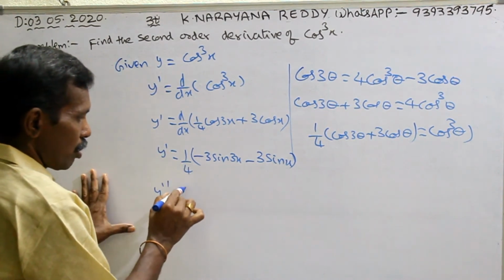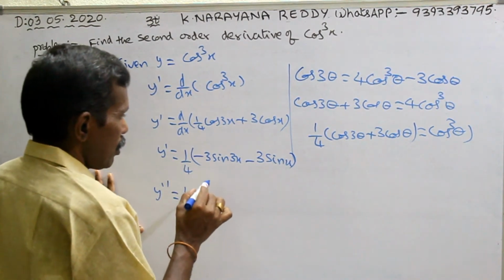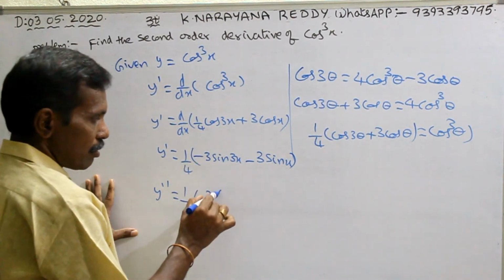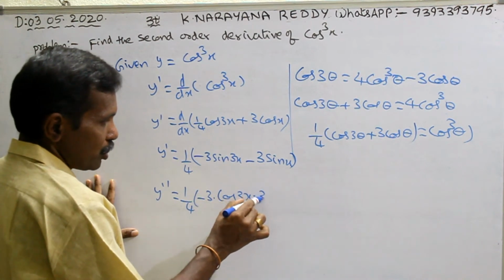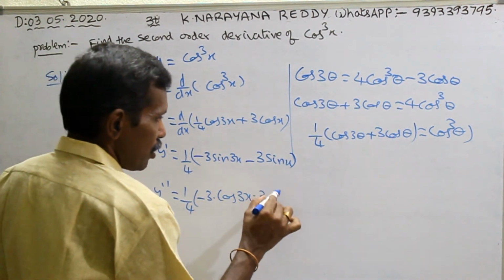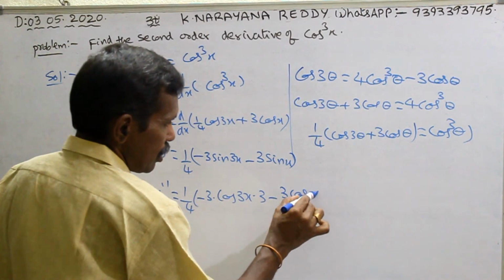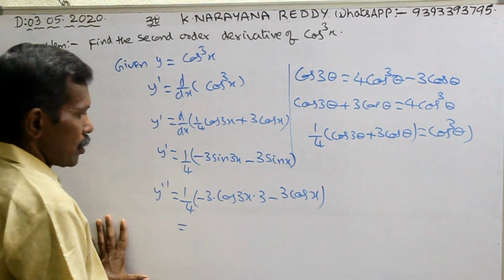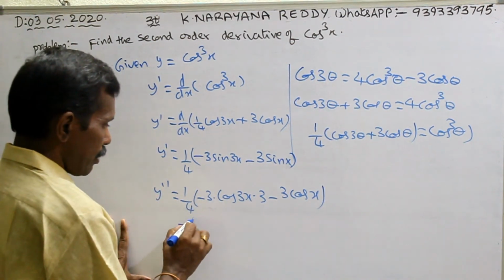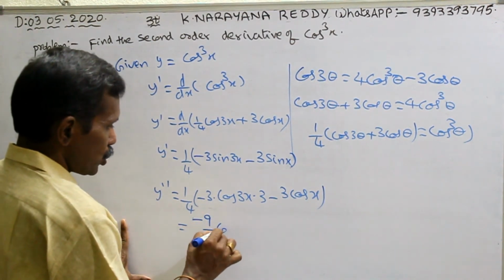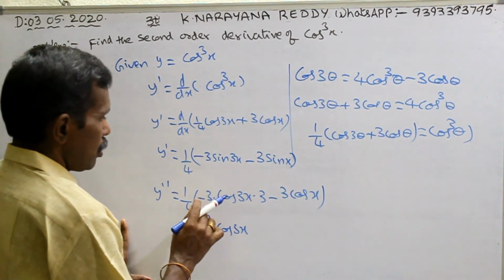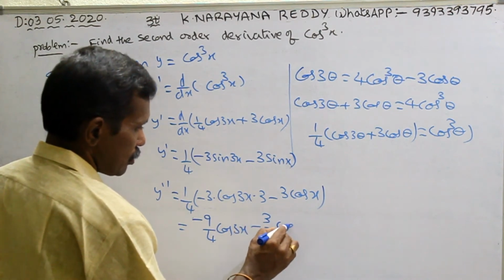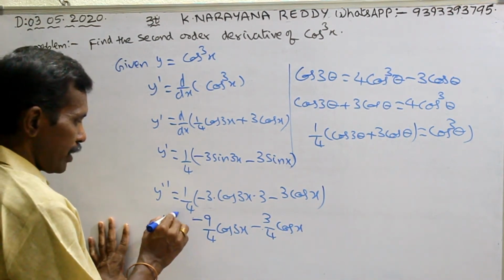Y double dash is 1 by 4 into minus 3 sin 3x differentiation, cos 3x into 3. Here 3 cos x, 3 constant separate. d/dx of sin x is nothing but cos x. See here, minus 9 by 4 cos 3x minus 3 by 4 cos x. Okay, that is y double dash.